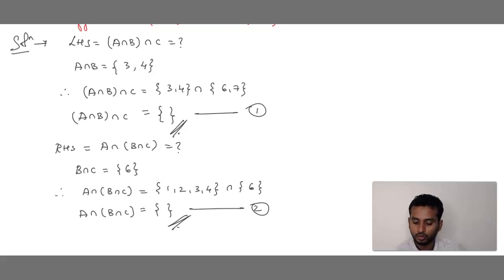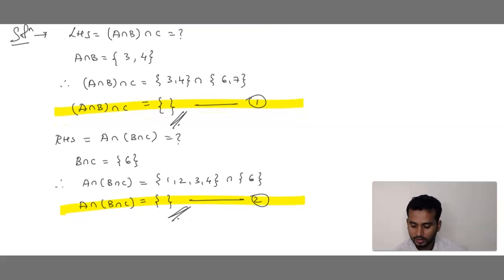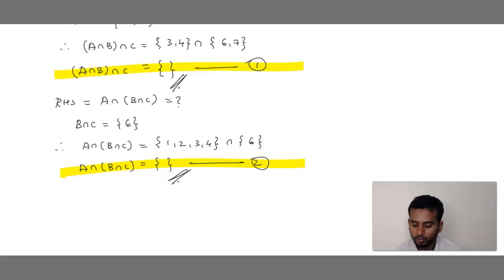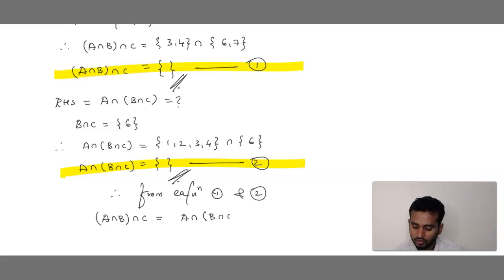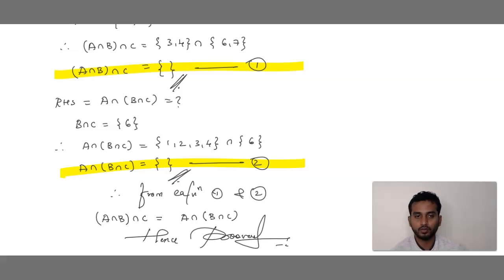This is equation 2. Can we see? Equation 1 is null set and even equation 2 is also null set. So both are same. Now we can say that, therefore, from equation 1 and 2, A intersection B intersection C is equal to A intersection B intersection C. Hence proved. I hope you have understood this problem.